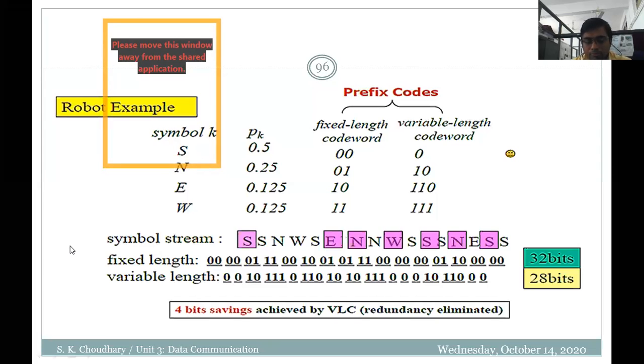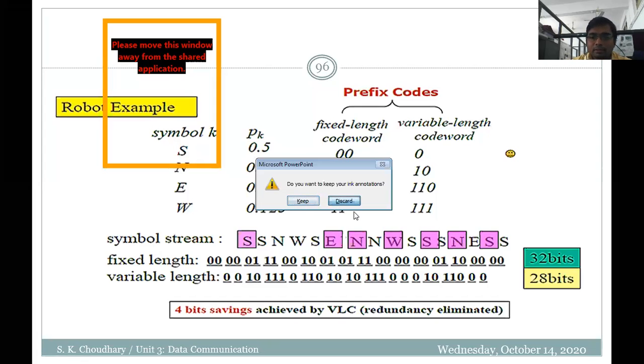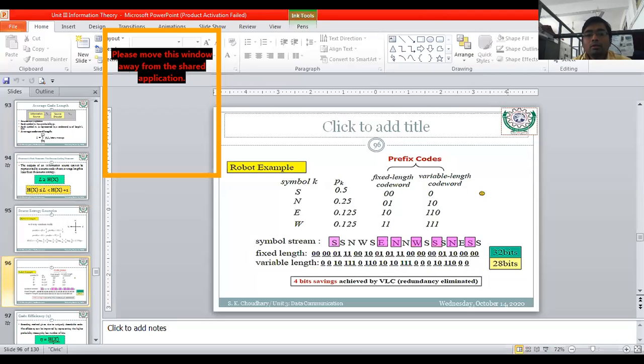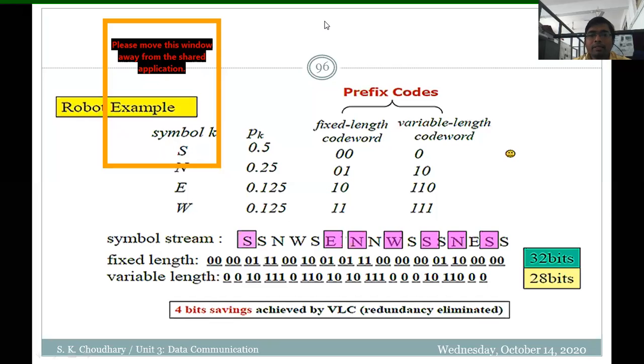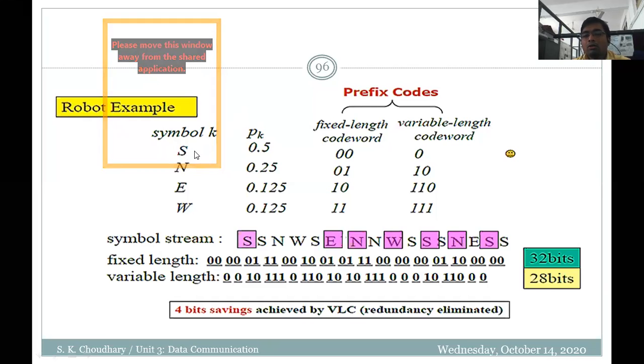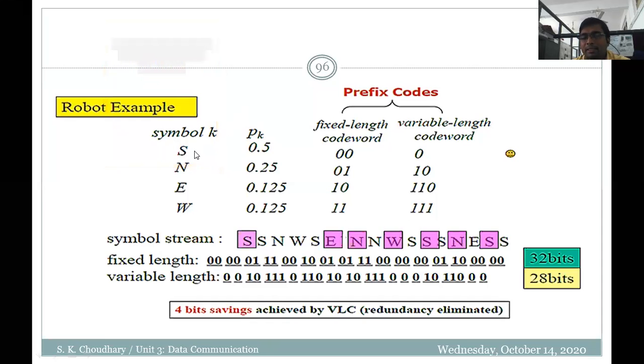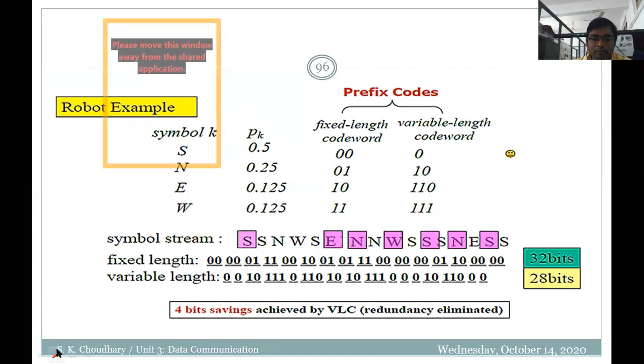Okay, now see here, on this example of the robot, this source has the symbols, that is the directions actually: south, north, east and west, having the probabilities mentioned in the statement. South has 1 by 2, that is 0.5, then north is 1 by 4, that is 0.25, and east and west is 1 by 8, meaning 0.125.